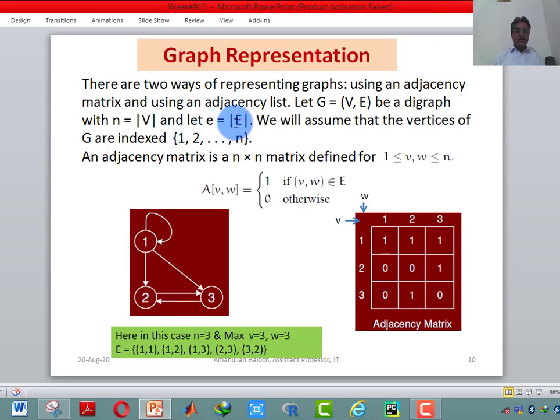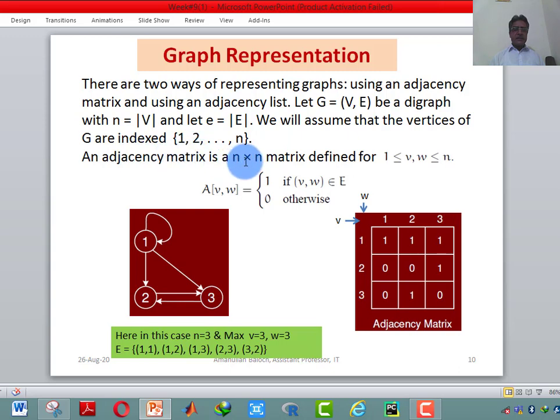And let E be the cardinality of edges. How many edges are there? 1, 2, 3, 4 and 5 edges are there. So the value of E will be equal to 5. We will assume that the vertices of the graph are indexed as 1, 2 up to N. We can index the vertices 1, 2 and 3. The last one is called N.